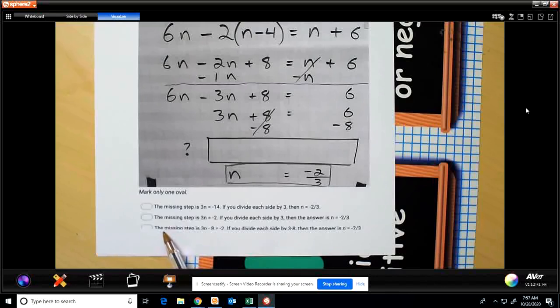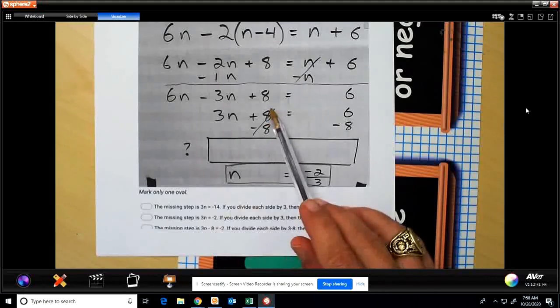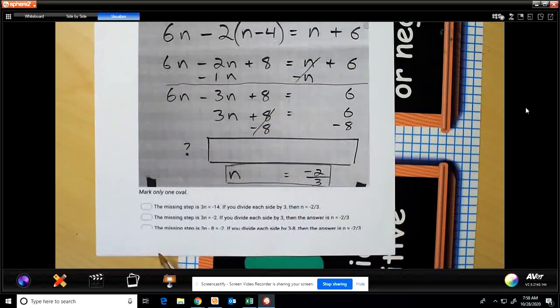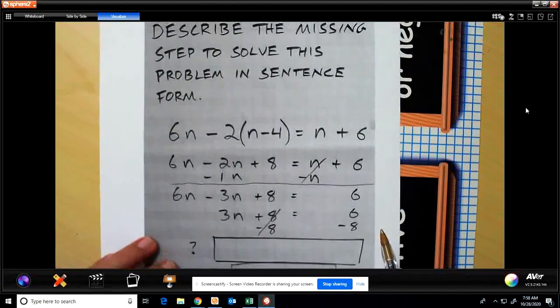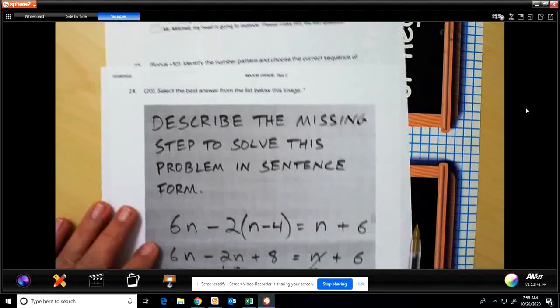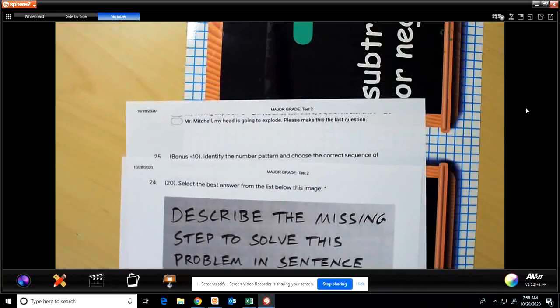The next option is the missing step is 3n minus 8 equals negative 2. Well, I don't know about that because they've canceled this out. So if you divide each side by 3 minus 8, then the answer is n equals negative 2/3. Let's look at the next answer choice. It's not written down here.